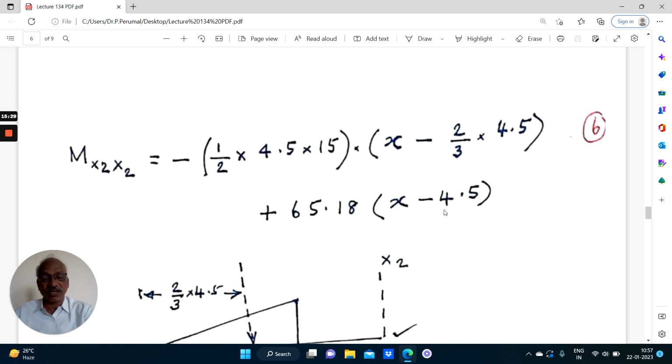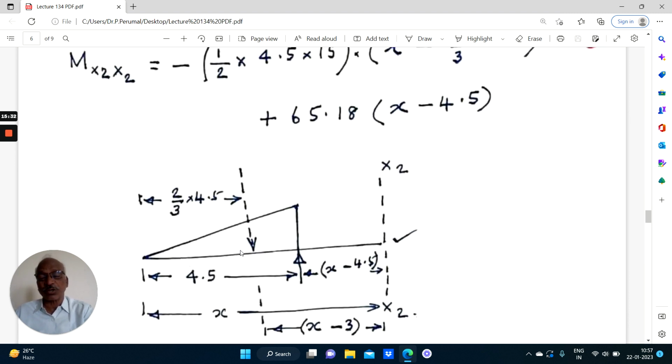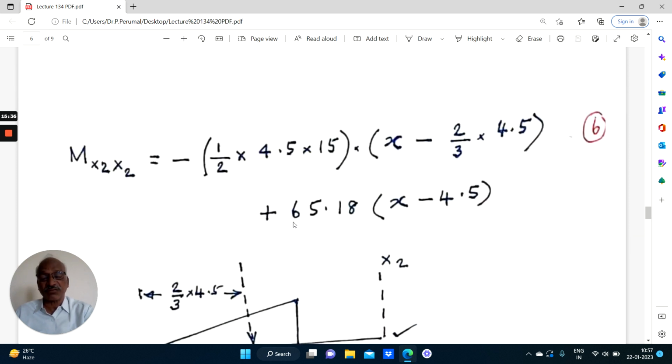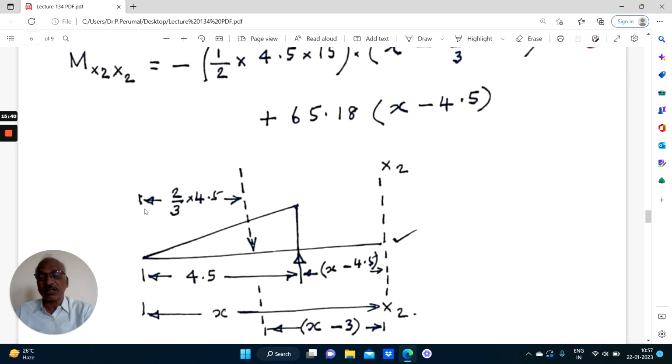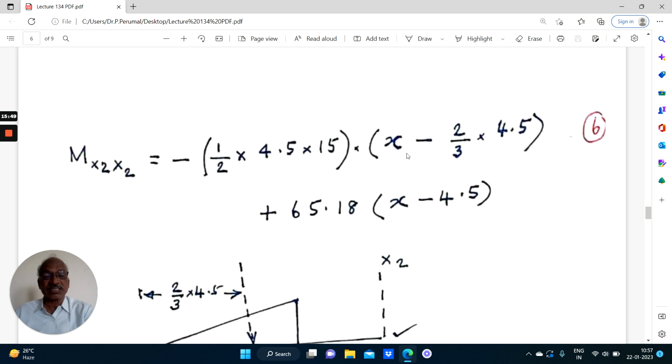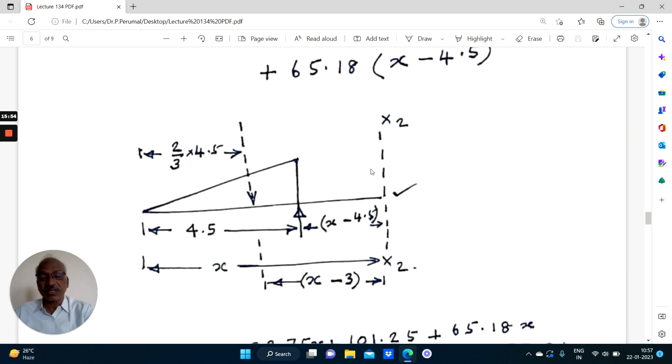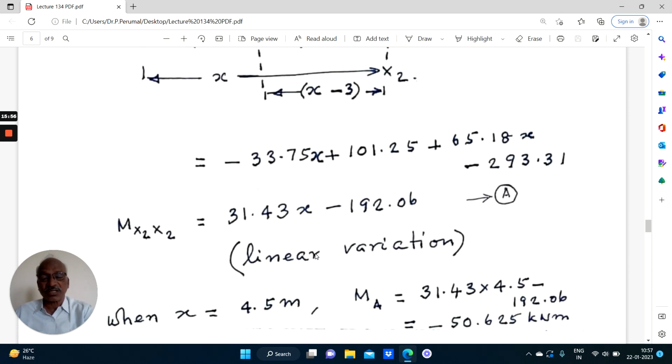This is one value. Then minus this loading, half into 4.5 into 15, into the distance. From here the centroid will be at 2/3 of 4.5, but you want the distance up to the section x2, so it is x minus 2/3 of 4.5. This is the fundamental equation. So here you substitute, simplify, and you find that it has got linear variation.